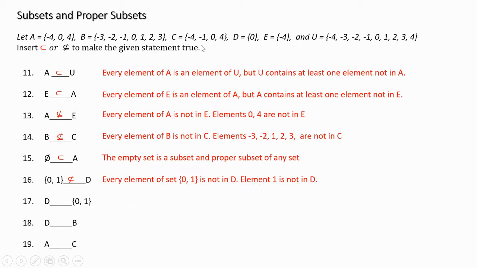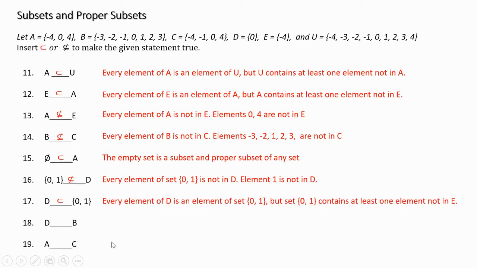How about if it's reversed, right? If it's reversed, this is D, because it's first. So D has the element 0. And 0 is in the set containing 0 and 1. So this is a proper subset. And there's the explanation. Every element of D is an element of set {0, 1}, but set {0, 1} contains at least one element that's not in D.